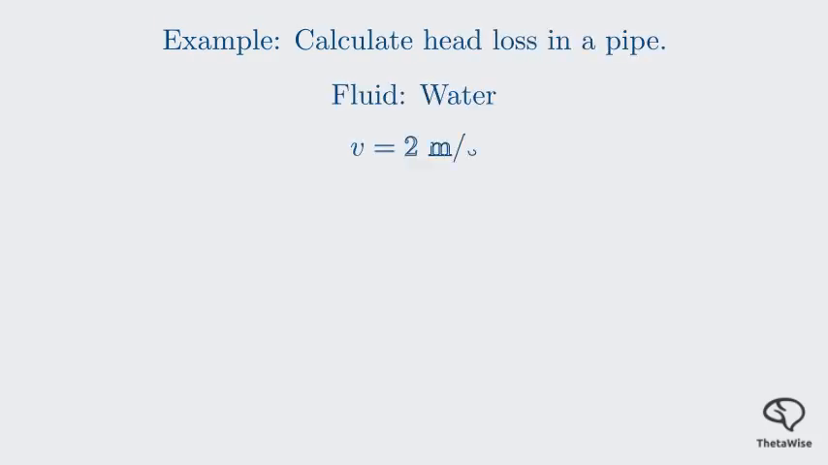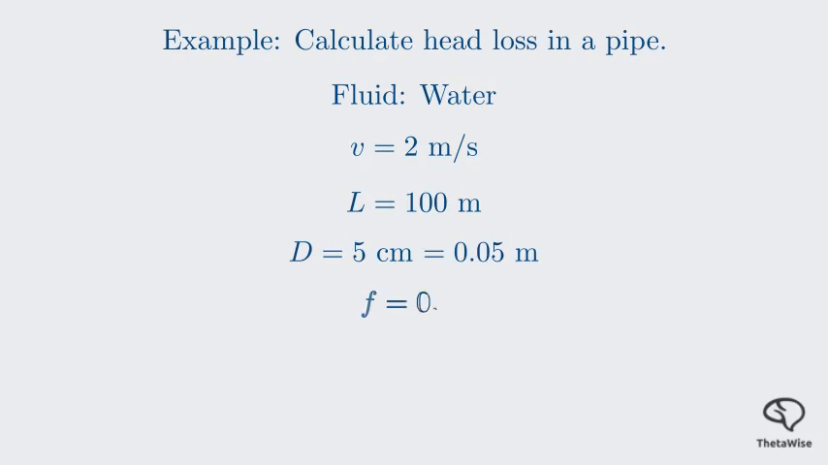Let's work through an example to see how to use the Darcy-Weisbach equation to calculate head loss. Suppose we have water flowing at 2 meters per second through a 100-meter-long pipe with a diameter of 5 centimeters. Let's assume the friction factor, f, is 0.02. Our goal is to find the head loss, HL, using the Darcy-Weisbach equation. The equation is HL equals f times L over D times V squared over 2g. Now we just need to plug in our values.